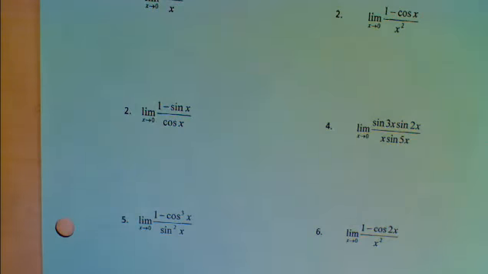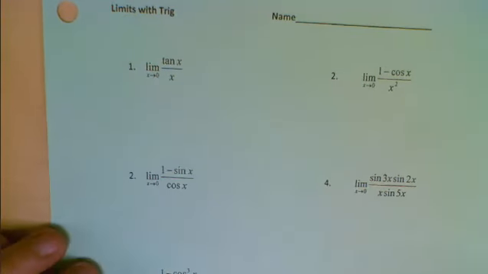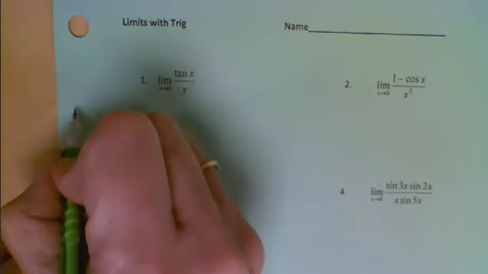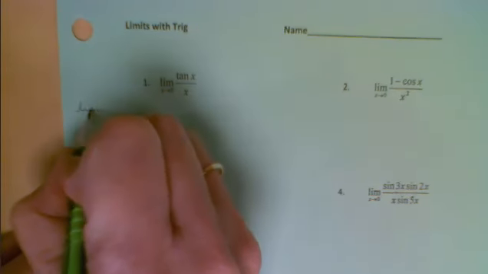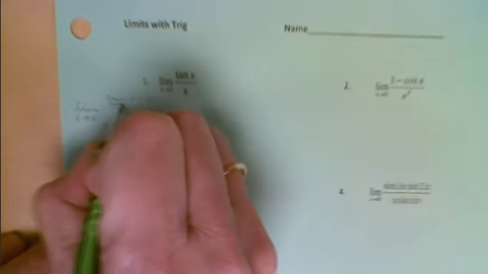Okay, limits with trig. When you look at the limits with trig, we have to remember the one you proved with your sandwich theorem that you can use now, which says the limit as x approaches 0 of the sine of x over x is 1. Keep that one in mind as we go through.